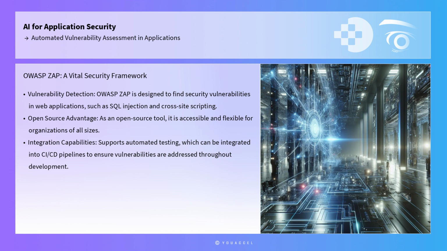Another essential framework is OWASP-ZAP, which is designed to find security vulnerabilities in web applications. As an open-source tool, OWASP-ZAP is accessible and flexible, making it an excellent choice for organizations of all sizes. It uses a proxy server to intercept and inspect messages between a browser and a web application, identifying potential vulnerabilities such as SQL injection, cross-site scripting, and insecure server configurations. The tool also supports automated testing, which can be integrated into continuous integration/continuous deployment pipelines to ensure vulnerabilities are identified and addressed throughout the development lifecycle.